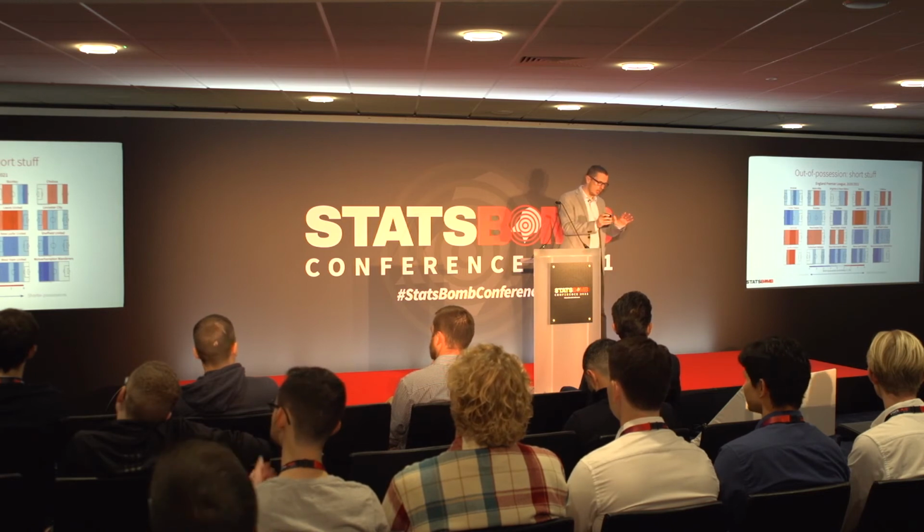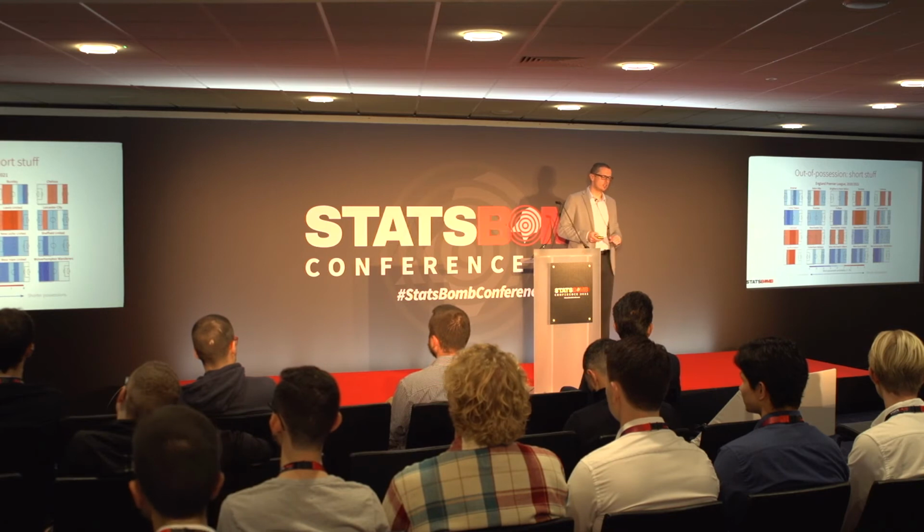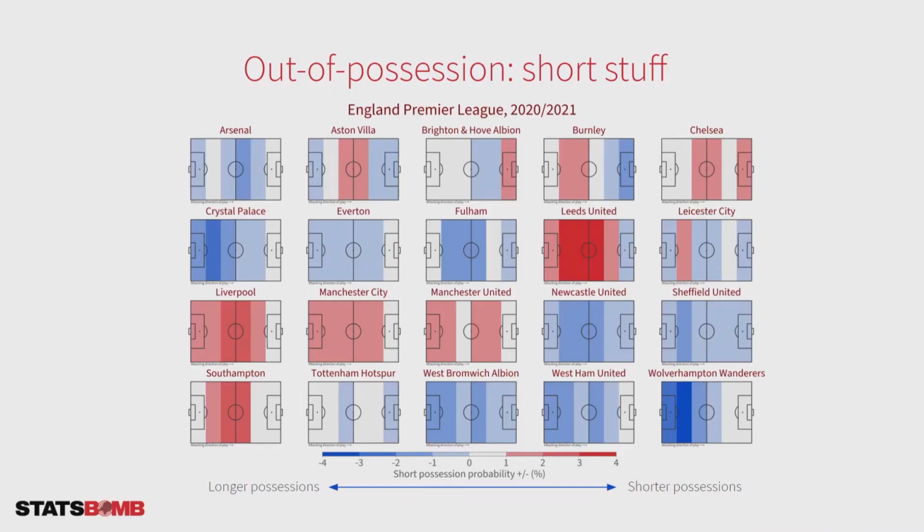And so that was a very micro-level, zoomed-in view. We can also zoom out and look at team-level tendencies over a full season. So all the teams here are out of possession, and we're looking at the short possession probability above and below average. I split the pitch into 6 different zones. The attacking team is attacking from left to right, so the defending team is from right to left.